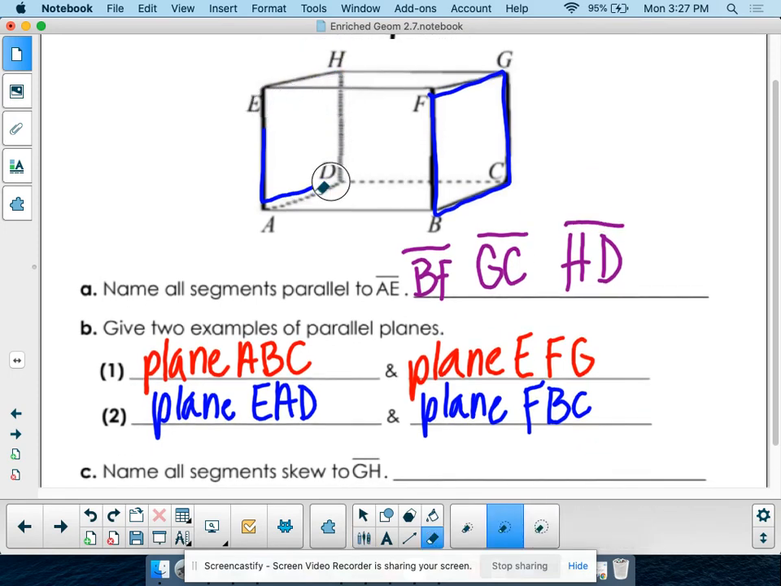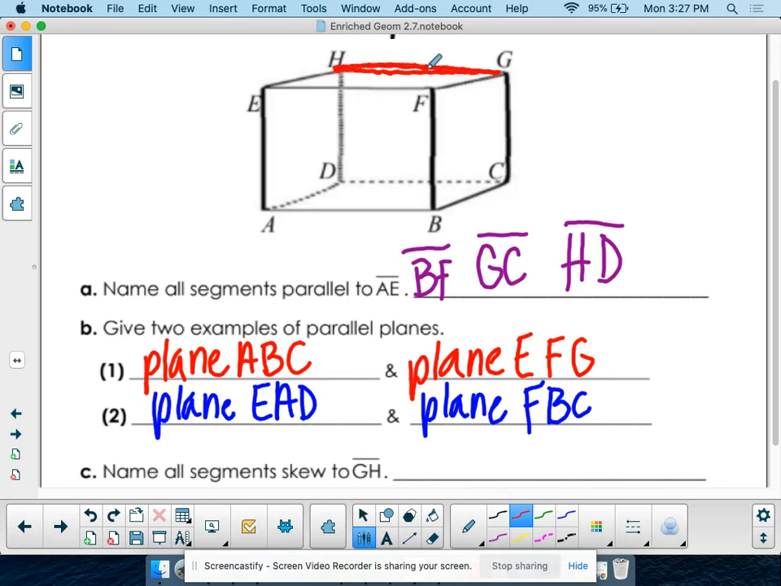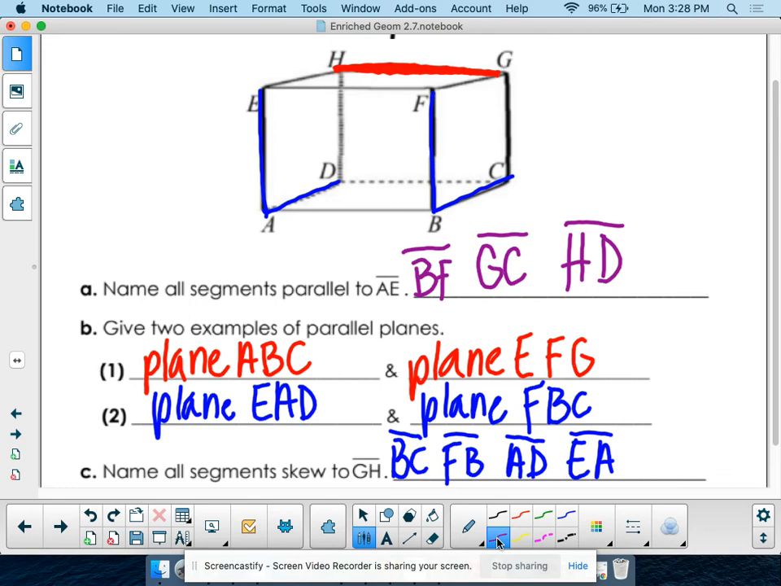And then lastly on this slide, name all segments skew to GH. Find GH, so everything that's skew to it. Here is our segment. It can't touch it and it can't go the same direction. So skew would be BC, FB, AD, and EA. I think all the other ones would either be parallel or would touch. This one's parallel, this one's parallel, this one's parallel, and this one touches, touches, touches, touches. I think we got them. Those blue ones are the only four that work. Awesome.